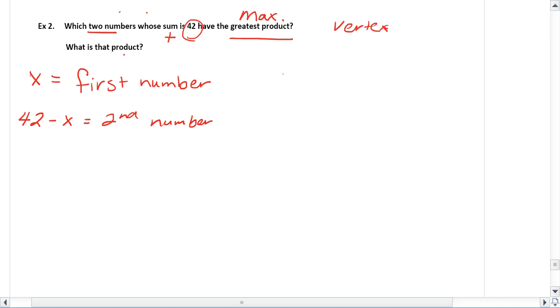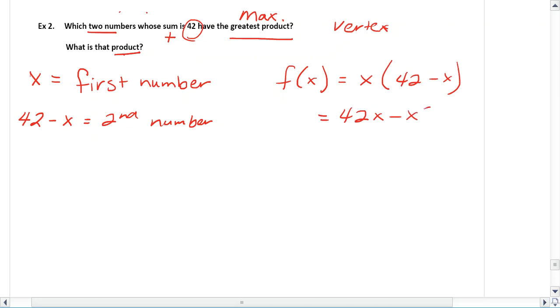And now to write our function, we're looking for the maximum product, so we are going to multiply these. So go ahead and multiply it out. And this is what we want to find the vertex of. Again, I'm kind of partial to the minus b over 2a method.